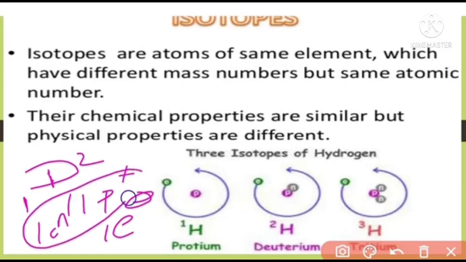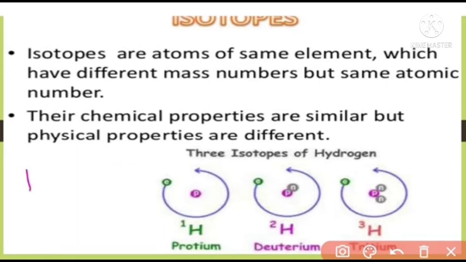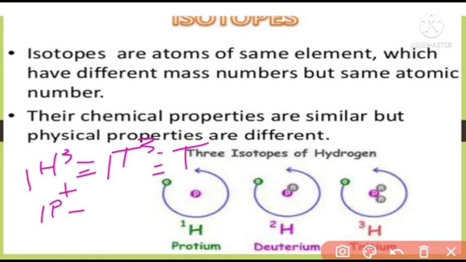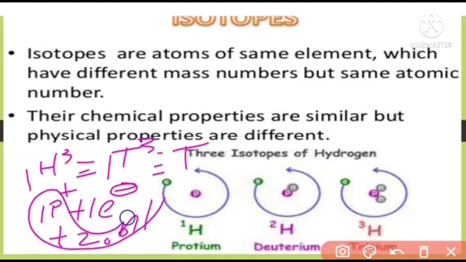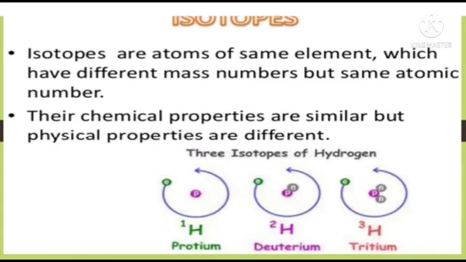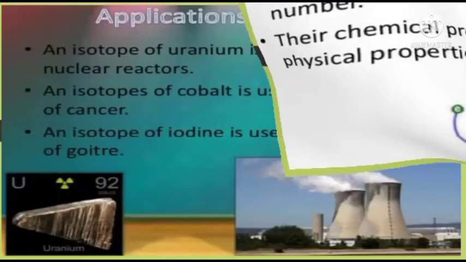So the sum of proton and neutron mass is 2. Then next, tritium is represented as 1H3, equivalent to 1T3 or T. The tritium isotope contains 1 proton, 1 electron but 2 neutrons. So 2 plus 1 is 3, so the mass of tritium is 3. Protium, 1H1, is ordinary hydrogen, the lighter hydrogen.